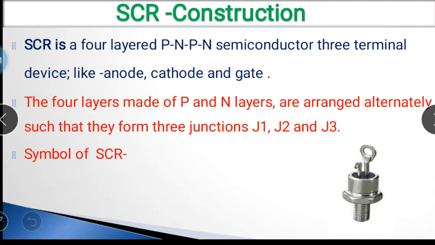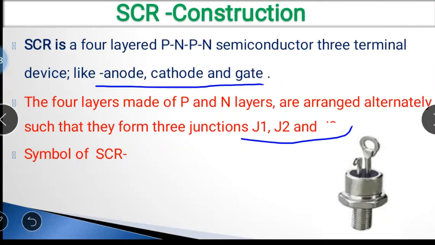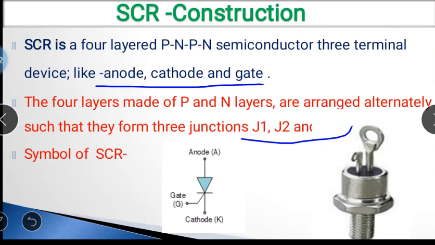SCR is a 4-layered PN semiconductor 3-terminal device like anode, cathode and gate. The 4 layers are made up of P and N layers, and these are arranged alternately such that they form 3 junctions like J1, J2 and J3. Now you can see the symbol of SCR. This is the physical structure of SCR, and this is the symbol of SCR.